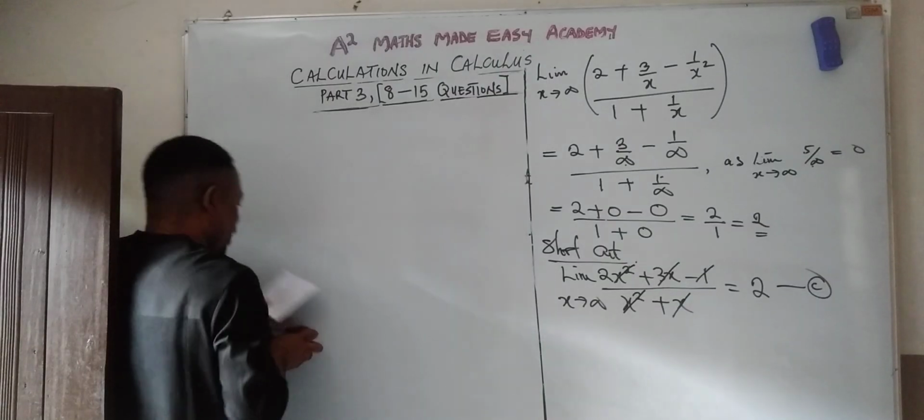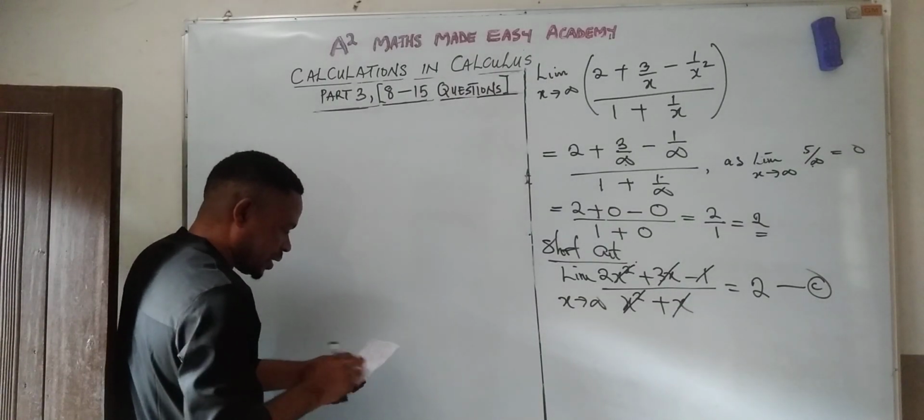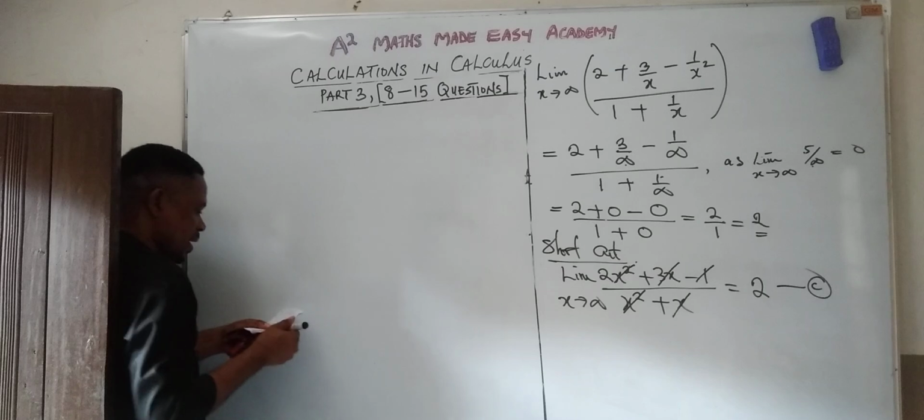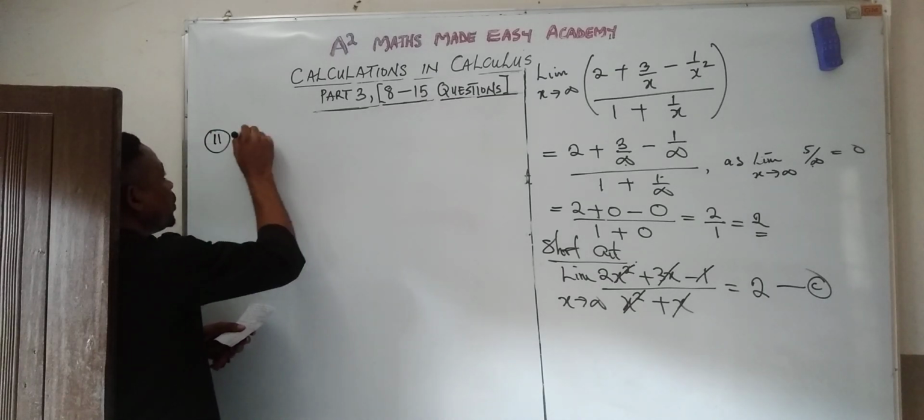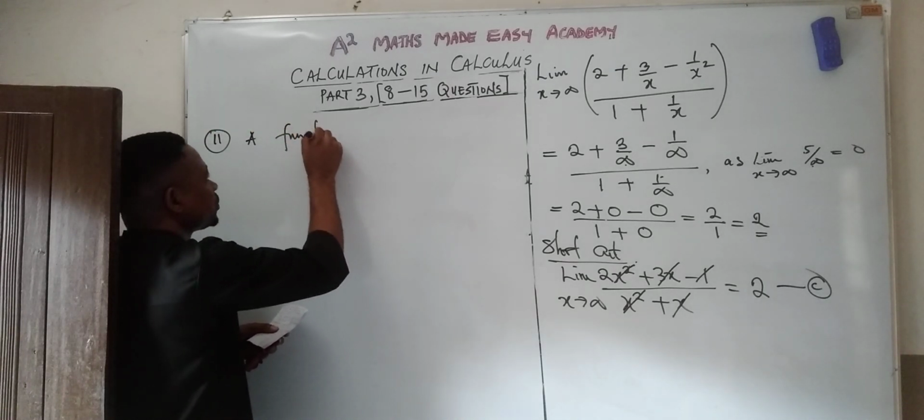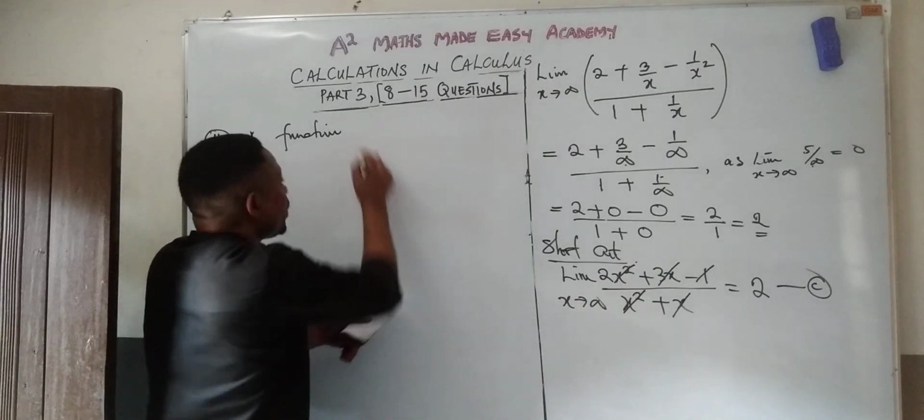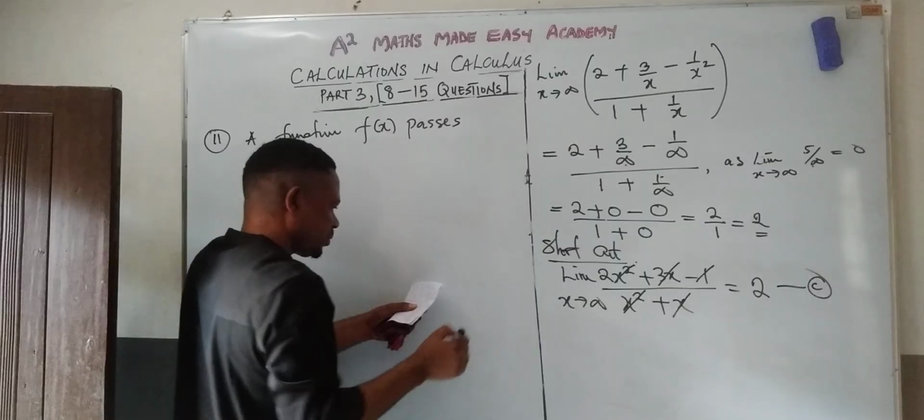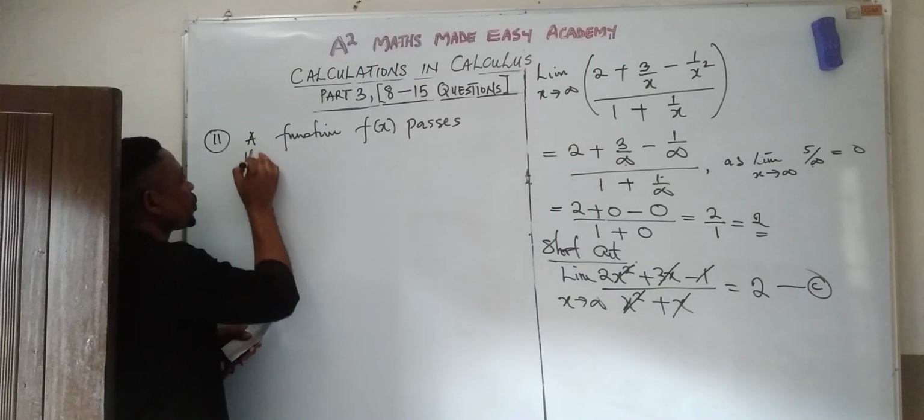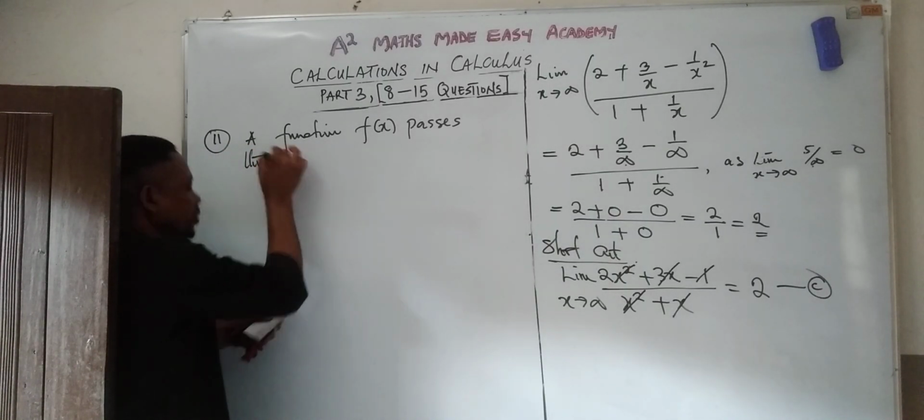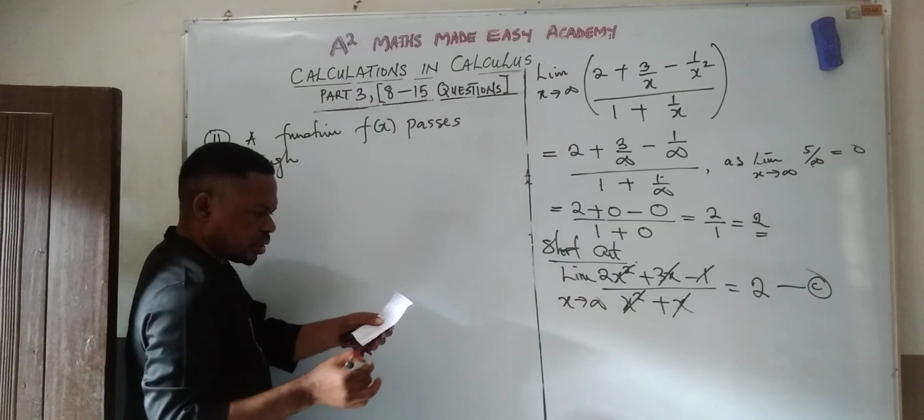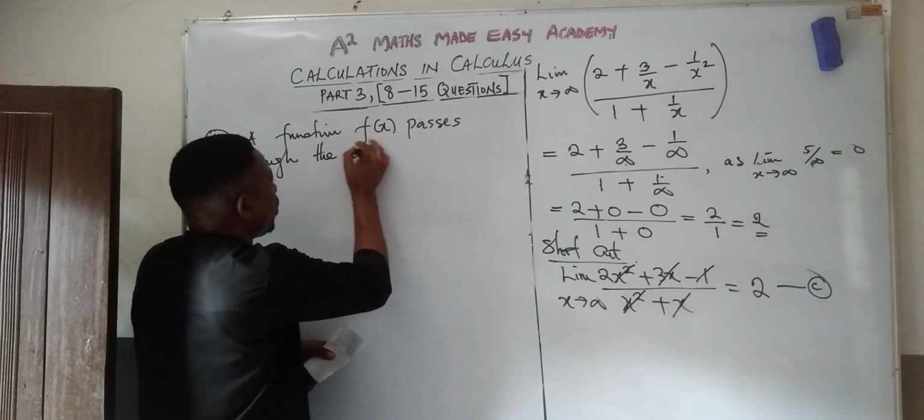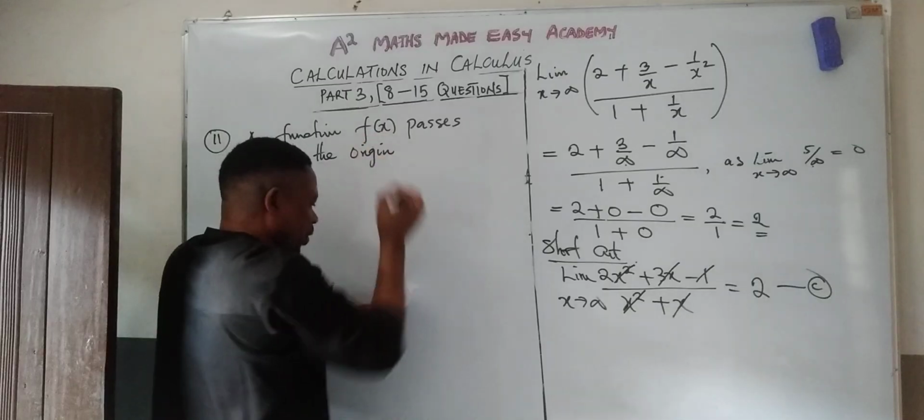Question number 11. Now, what does the question say? I want you to watch. Number 11 says this. A function f of x passes through the origin. Passes through the origin.